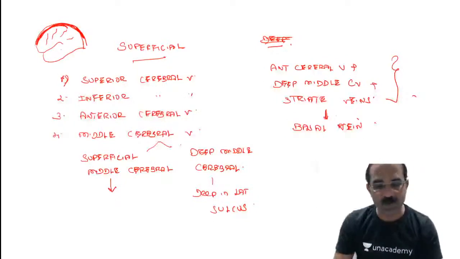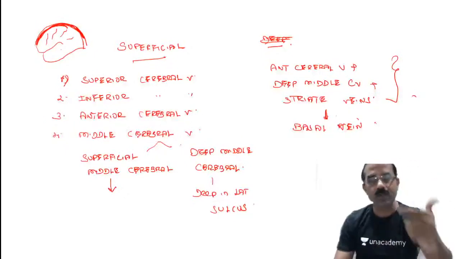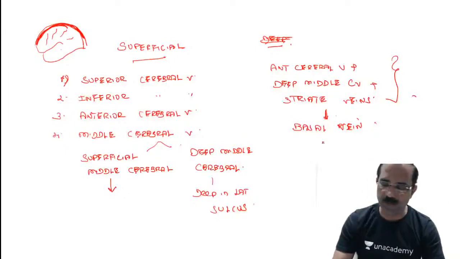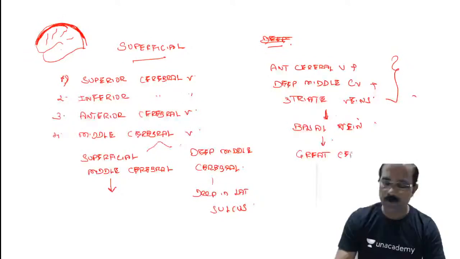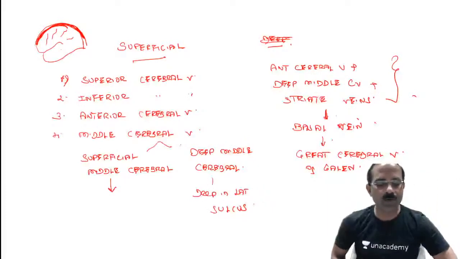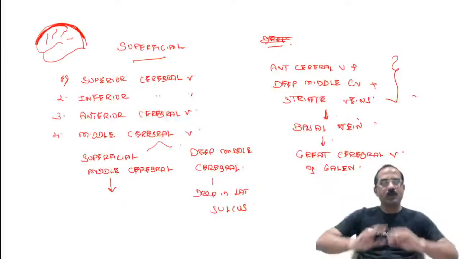So how is the basal vein formed? The basal vein is formed by the joining of the anterior cerebral vein, the deep middle cerebral vein and the striate vein. Together they join to form the basal vein, and this basal vein opens into the great cerebral vein of Galen. Clear? So that's about the superficial veins of the brain.